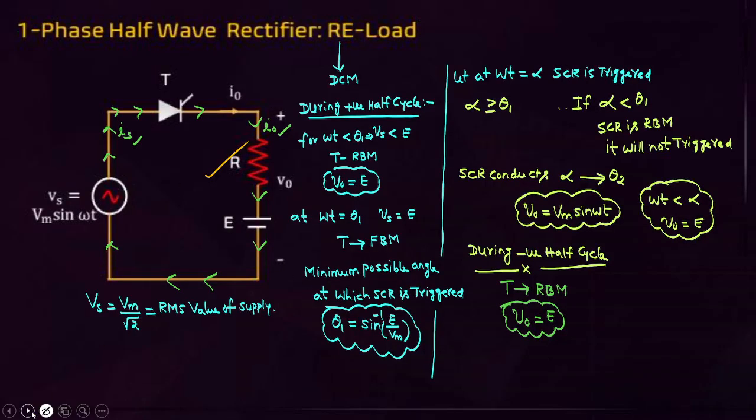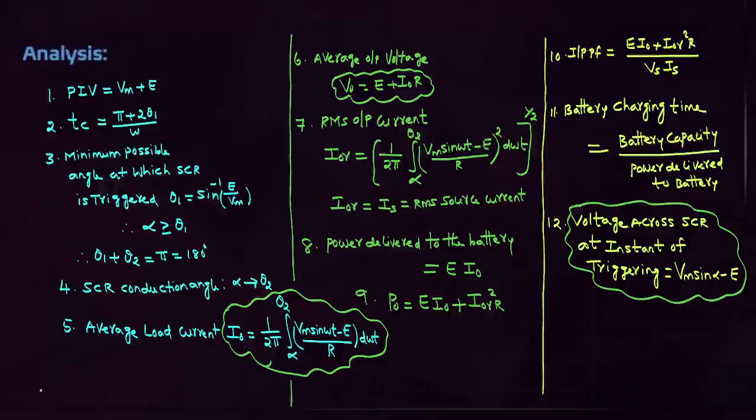In RE load case, the analysis that you already know is very important. What is the peak inverse voltage? Vm plus E. What is the circuit turn off time? Pi plus 2 theta 1 by omega. What is the minimum possible angle at which SCR is triggered? Theta 1. Less than theta 1, we don't trigger. Minimum angle is theta 1 or greater than theta 1, you can trigger. Then SCR conduction angle is alpha to theta 2. For RE load, it conducts alpha to theta 2.